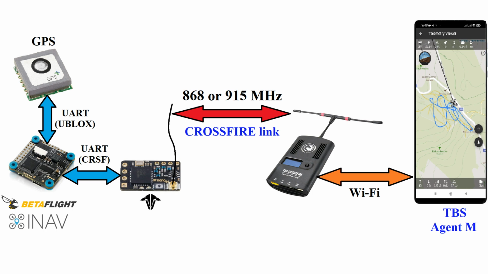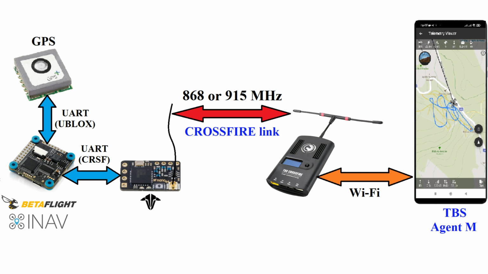So let's start. As you can see, the drone's GPS position and all telemetry data are sent to your phone or tablet through a Crossfire telemetry connection and a Wi-Fi link. This setup works with all TBS Crossfire and TBS Tracer TX modules. You must also have the TBS Agent M application installed on your phone. This app is free, you can download it from the Google Play Store or App Store for iOS.